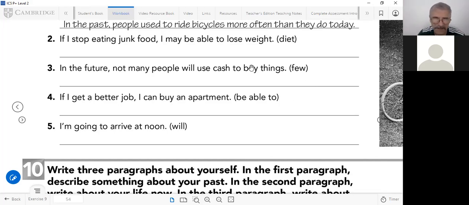So when you say fewer, in the future, fewer people, this replaces not many. Fewer people will use cash to buy things. Okay. Now continue. What about the next one? You're going to be able to. What do you say? If I get a better job, I can buy an apartment. Be able to. Okay, tell me.